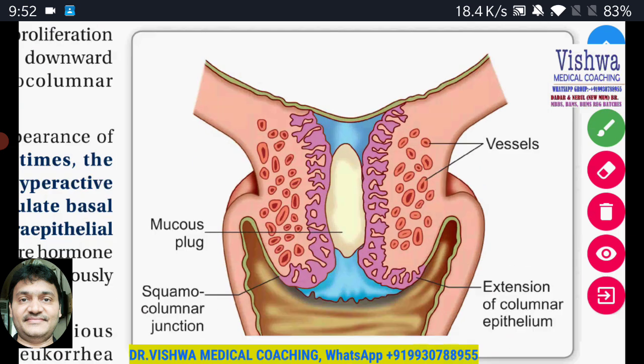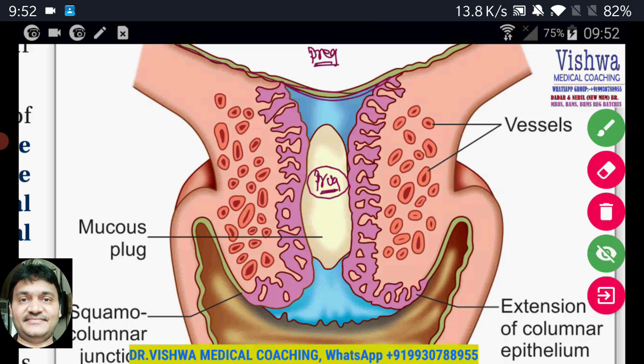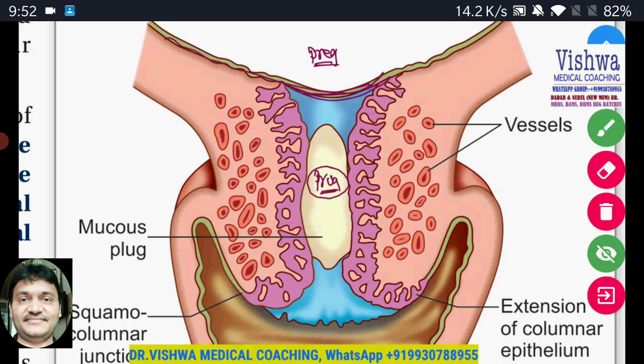Now what is the importance of this mucus plug? This is progesterone dominated. This mucus plug is there because inside is a pregnancy. These are the membranes of the pregnancy. So this mucus plug prevents direct entry of an organism into the uterus. This is a thick mucus plug dominated by progesterone, and this prevents infection going into the uterus, and that is the importance of this.